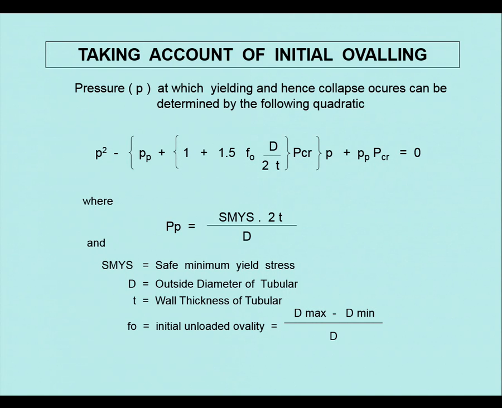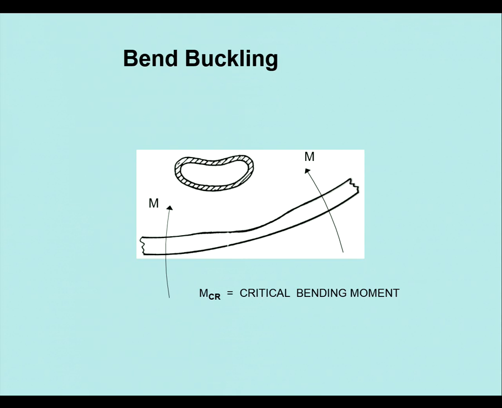And FO is given, if we have a pipe, we measure its smallest diameter, add it to its maximum diameter, divide by 2. Divide by the diameter, and that is its mean diameter. So we come up with this FO, which is initial unloaded ovality, as manufactured. But it's not just manufactured, it's when it's sitting on the seabed. Let's go back.